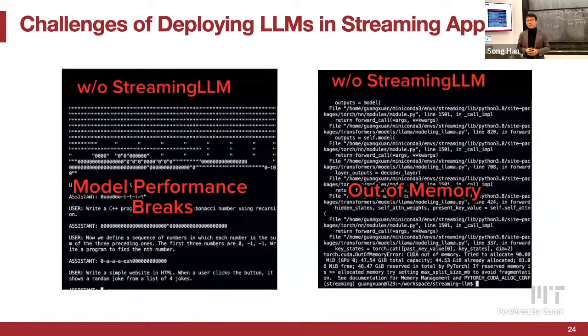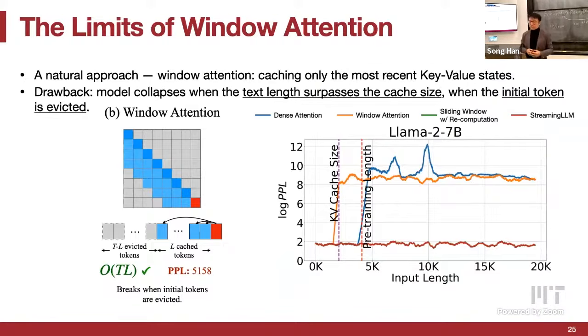So how do we prevent model performance from breaking and also prevent the model from running out of memory? Let's visit a few techniques. For example, if you want to keep a constant memory, rather than using everything in the KV cache, can we just keep the local tokens in the KV cache and use windowed attention? Only keep the most recent tokens, like in this example, the most recent 4 tokens in the KV cache.